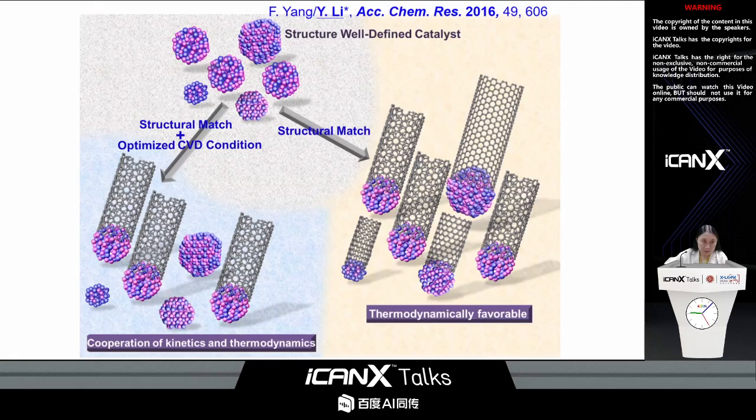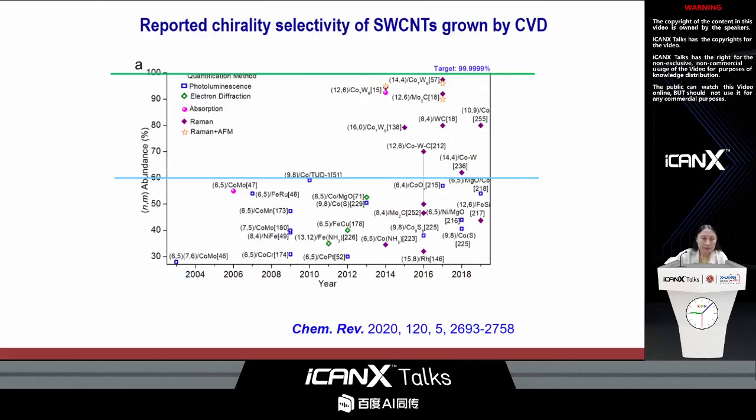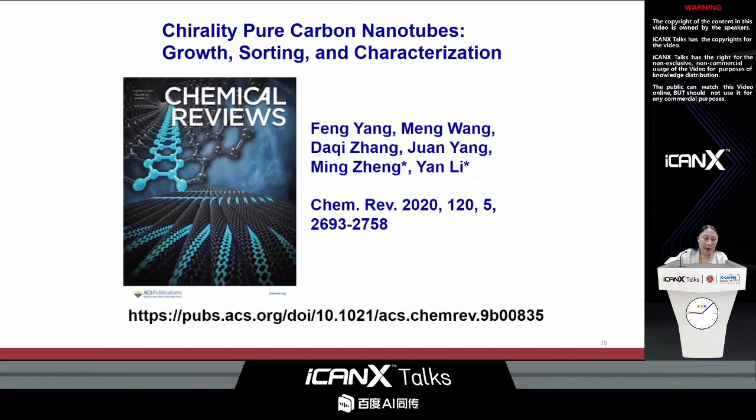This is our idea. Okay, with this idea, we can now realize very high selectivity towards a single chirality pure carbon nanotube. However, it's still far away from our target of 99.99%. Okay, if you are interested in our work, you can refer to the new review article we just published in Chemical Reviews this year.